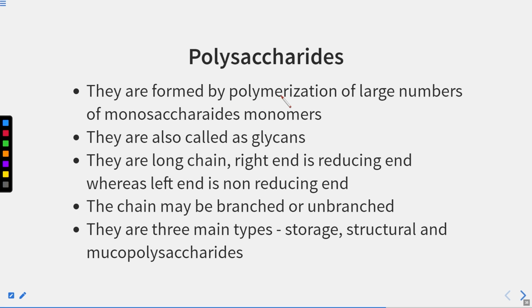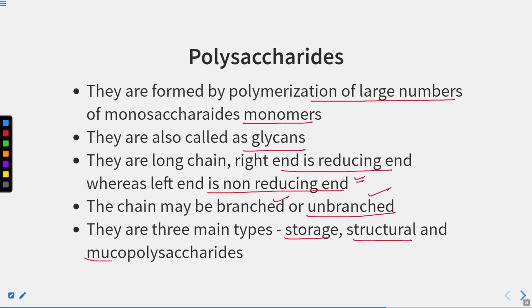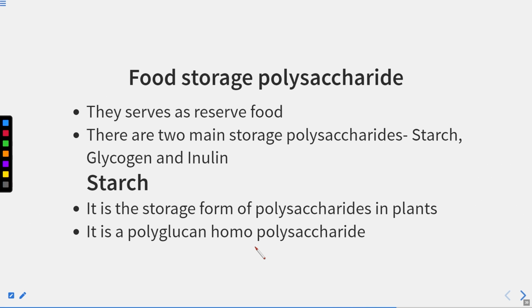Polysaccharides are formed by the polymerization of large numbers of monosaccharides, that is, monomers. They are also called glycans. They are long chains, where the right end is the reducing end and the left end is the non-reducing end. The chain may be branched or unbranched. There are three main types: storage, structural, and mucopolysaccharides.